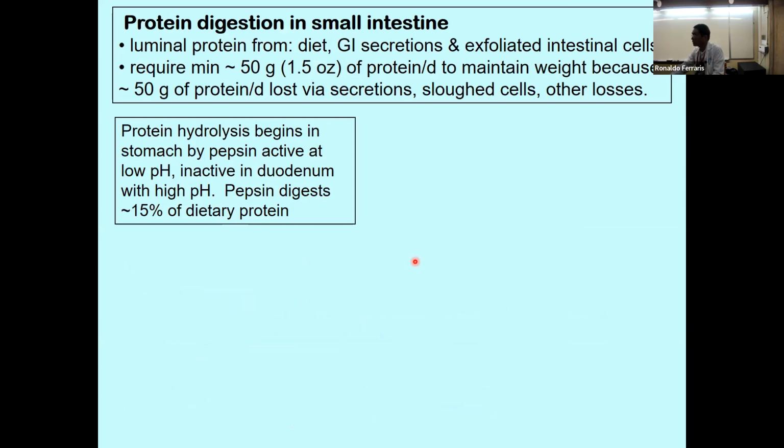Now, in our last topic here, we're going to talk about protein digestion in the small intestine. Okay, so we now are into proteins. We don't have to have proteins in our diet. Oh yes, go ahead.